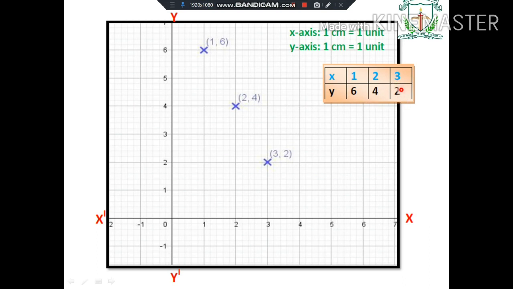Now consider the third point, 3 and 2. Again, from 0, move on to x is equal to 3. This is the point, x is equal to 3. From there, we have to move to y is equal to 2. Positive value towards the up, move towards y. So this is 1, this is 2. Y is equal to 2. These are the coordinates of this point. Mark the point, write 3 and 2. Dear children, you have plotted all the 3 points. Now you can observe all the 3 points are on a straight line. You can join these 3 points and draw a line.